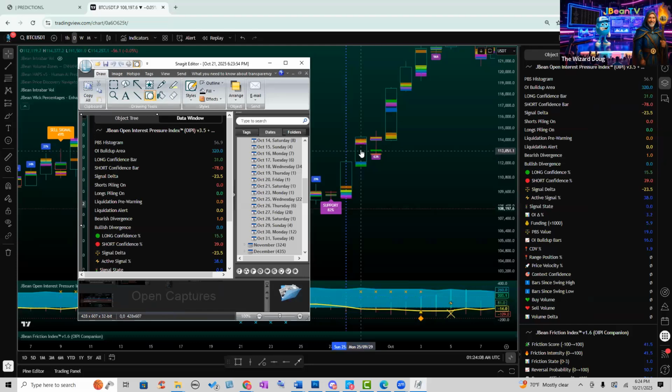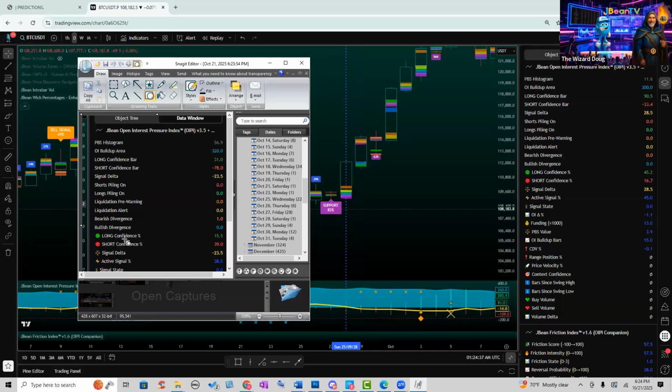In this green candle, you saw me hover over it, the long confidence bar is 31. The short, the contracts, is negative 78. A signal delta of negative 23. Now, everybody else is just going to think, oh man, I'm going to predict 117 as my close and my high and all of this. But this is telling you no way.